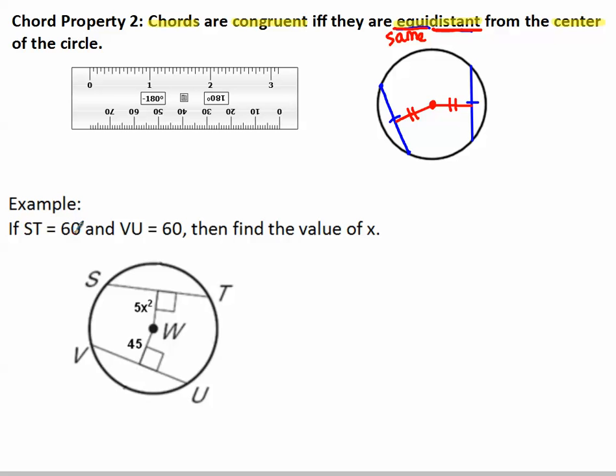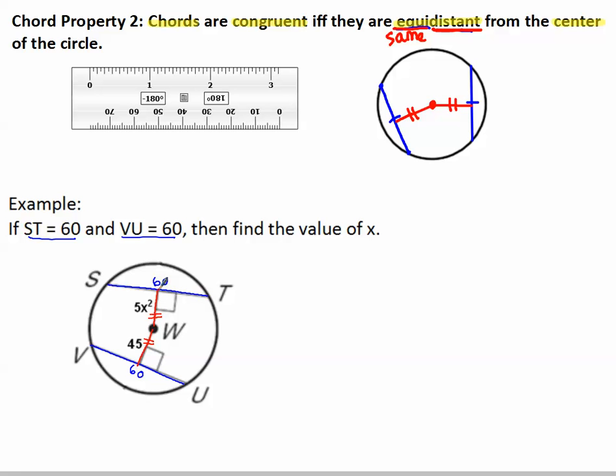If ST equals 60, so from here to here is 60, I'll mark it in the middle, and VU equals 60, so from V to U, same thing, then find the value of X. Well, as soon as I know these chords are congruent, I know that I can say these distances are congruent. The distance from the center to the chord. That distance is the same as that distance.